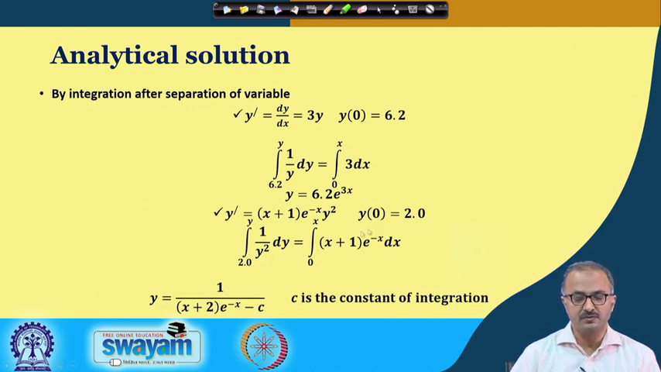Now, we integrate it with the initial condition that at x equal to 0, y equals 2, and at arbitrary x, we have some arbitrary y value. The integration of this will give you minus 1 into y to the power minus 1. It is a bit involved integration, but again you can separate this out.